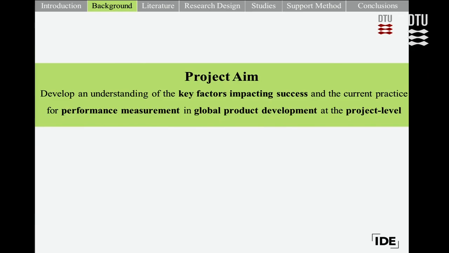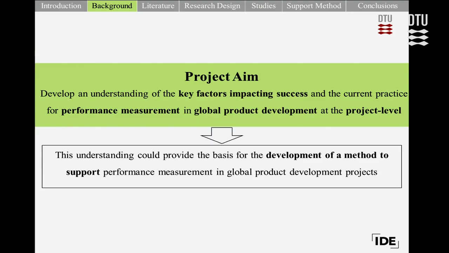So this brings us to the main project's aim, which was to develop an understanding of the key factors impacting success and the current practice for performance measurement in global product development projects. With this understanding, we see that we can provide the basis for the development of a method to support performance measurement in global product development projects.